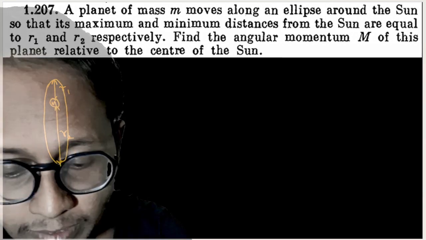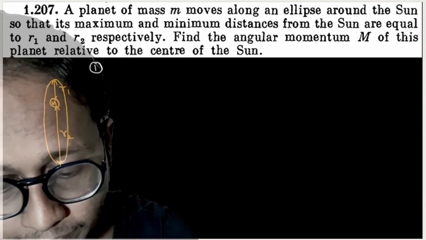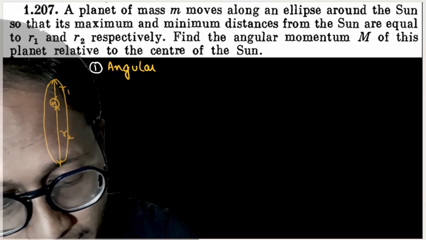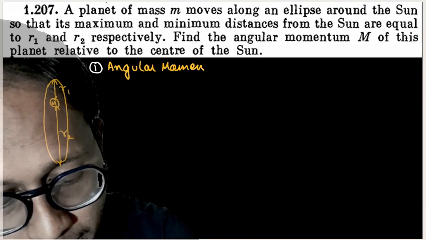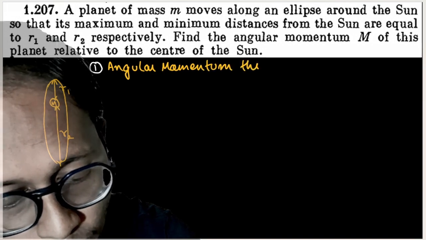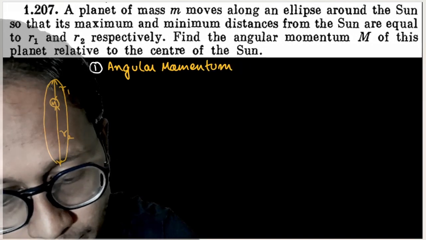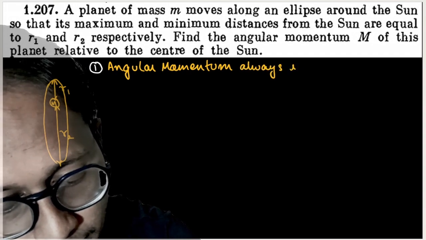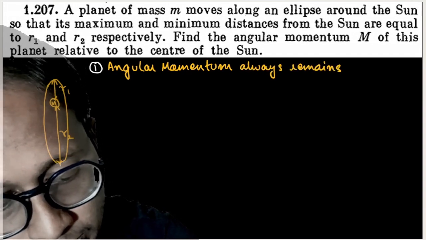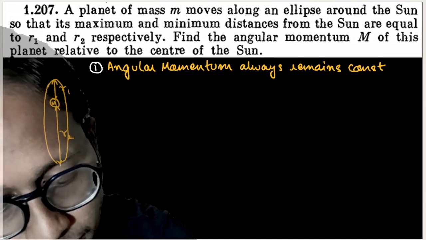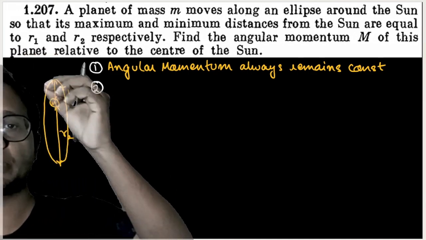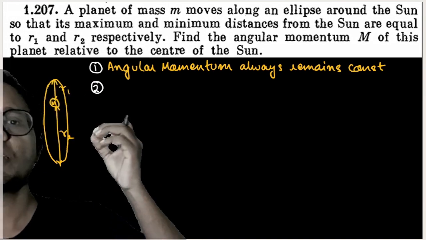What do I know about elliptical orbits? There are two theorems that we'll use for this derivation. The first theorem is that angular momentum throughout the orbit remains constant. The second one is that the total energy in this elliptical orbit will always remain constant.